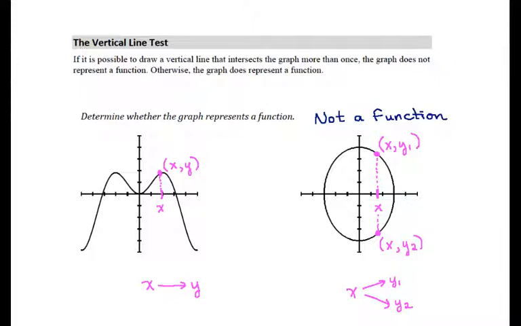In this first one, it doesn't matter where we draw that x. When I trace vertically to the graph, I'm still just going to get 1 point, and therefore 1 output. So this one is a function. We'll write that right here.